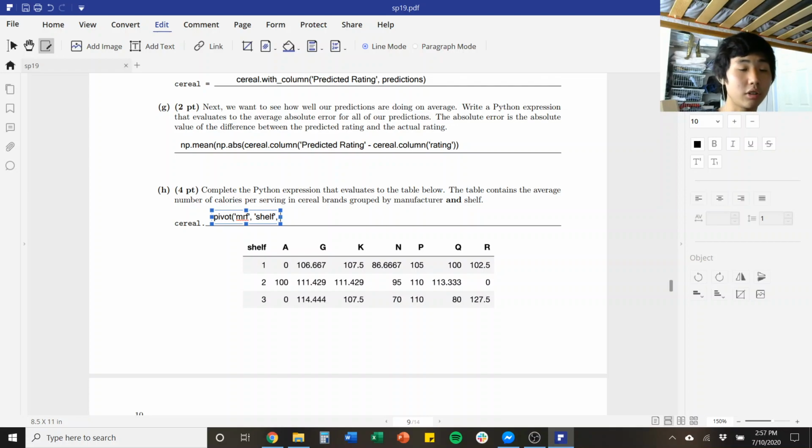And then the next argument is the column that we want to aggregate the data by. So all these numbers in the middle, we're going to get them from calories. So we're going to feed in calories, then the function that puts them all into one value, and that's going to be np.mean, because it's taking the average number of calories.